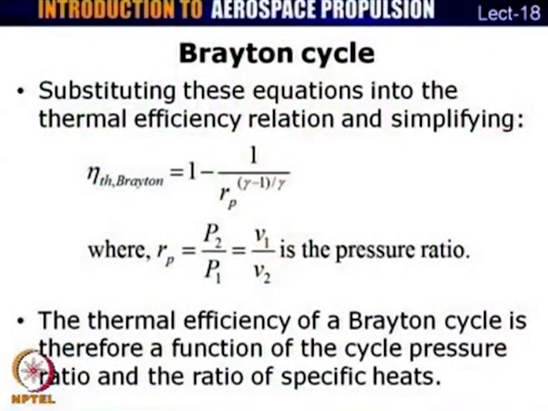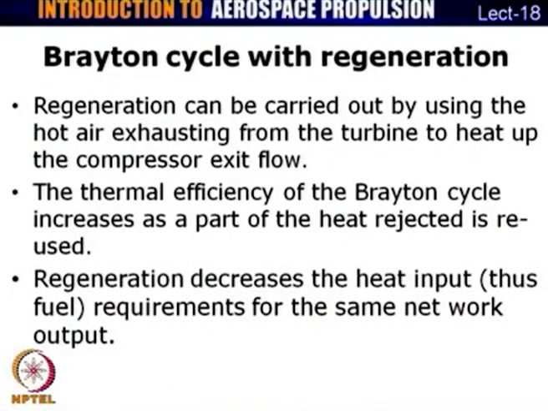Now, we shall look at some of the modifications that can be done on the Brayton cycle, which can improve its efficiency. One such modification which we will discuss is known as regeneration, and regeneration is basically trying to use some of the energy which is getting wasted from the exhaust of the cycle. That is, we would like to use part of the heat rejected from the cycle and use it in some other part of the cycle.